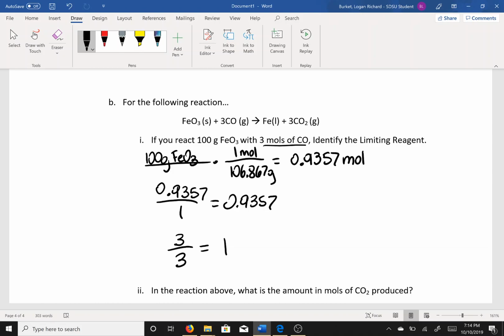So now the limiting reagent is the one that is less. So the top one, or FeO3, is the one that's less. So that's the limiting reagent. LR equals FeO3.